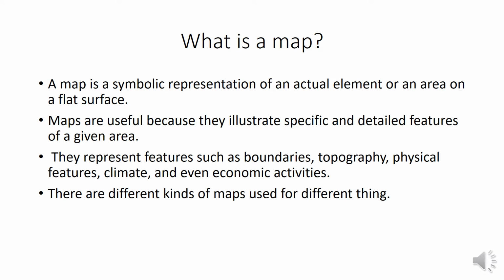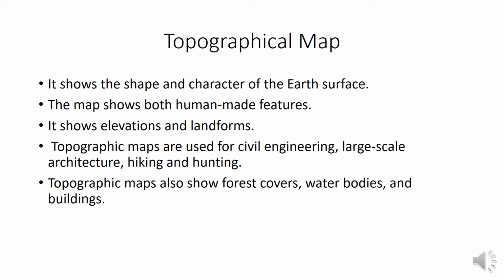But we're gonna get into some specific types of maps that people use, and these are the ones that are kind of most common in day-to-day life. So the first one we're going to talk about is a topographical map. This shows the shape and character of the Earth's surface, or basically it shows you how high the land is or how low the land is. It can show you where mountains are, where ridges are, where water is, where people have built houses. It can show you cities.